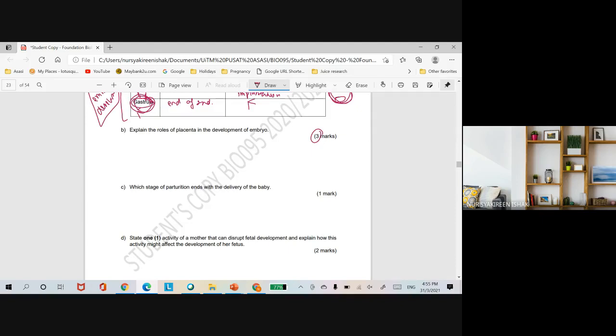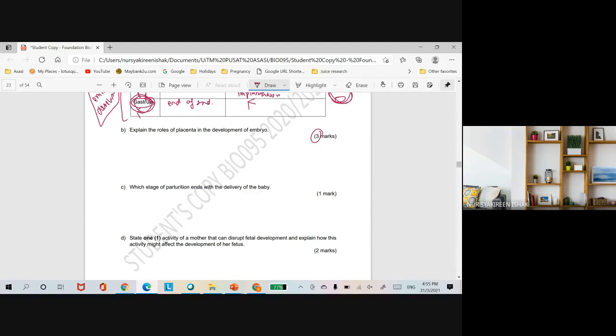Second, tadi provide nutrients, benda-benda yang berharga kan. So sekarang is another function of placenta is to remove carbon dioxide. Okay, so the baby also produce carbon dioxide. It also produce wastes. Okay, so that is another function of placenta, to remove carbon dioxide, to remove waste that the mother will excrete later. Okay, so the third point is to secrete estrogen and progesterone to maintain pregnancy.